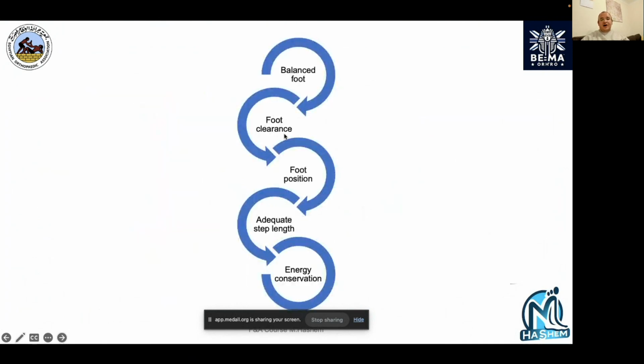To have a normal gait, you have to have a balanced foot. A balanced foot means the foot is flat on the ground, all the muscles and ligaments are working, the tibia is steady on the talus, the talus is steady on the calcaneum, and the calcaneum has a normal relation with the midfoot. You have to have good foot clearance, meaning you can easily clear your foot while you're walking during the swing phase.